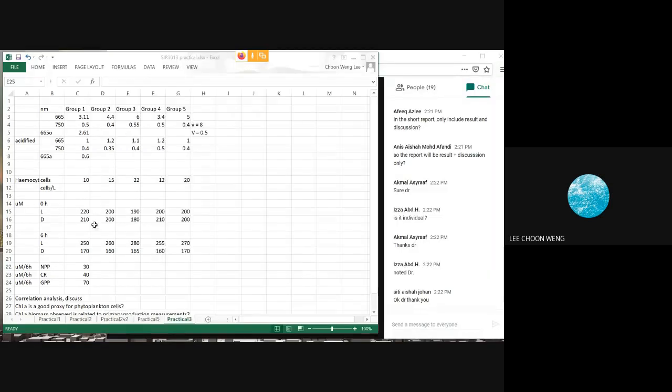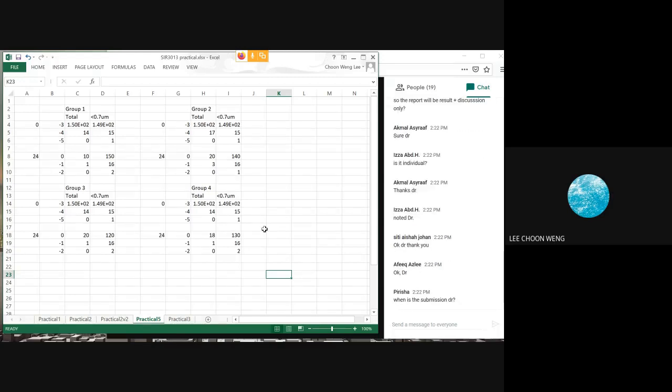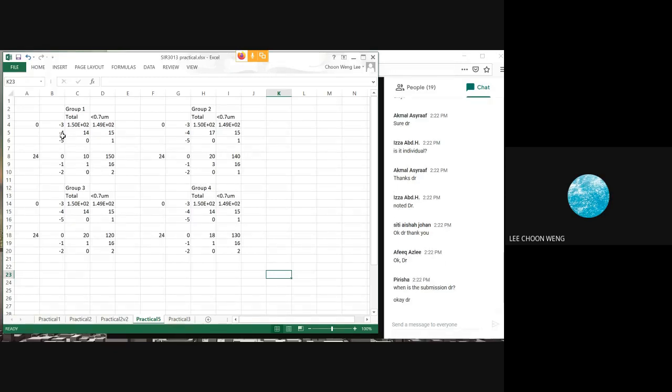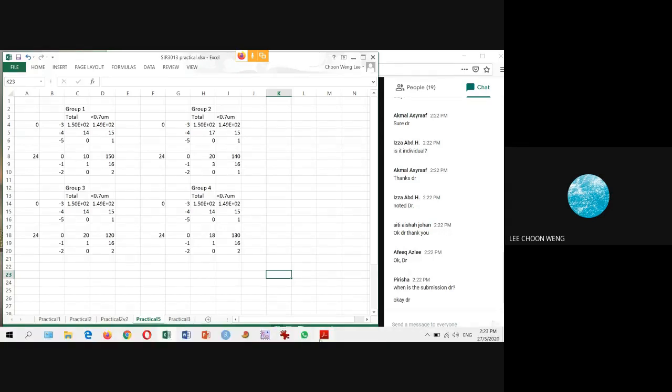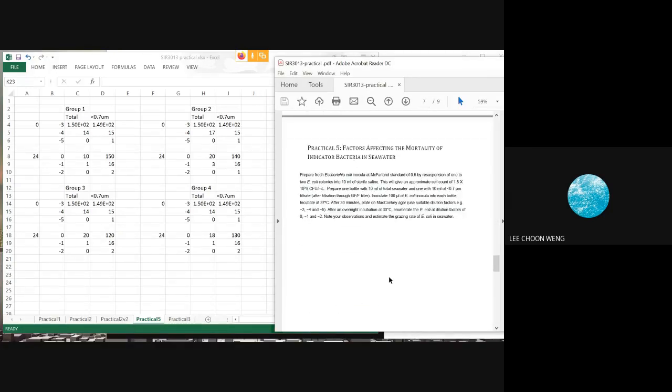Okay, now let's look at another one. This is practical 5. We'll talk about the submission later. Okay, let's look at this. This is practical 5. So you were supposed to do this. So why this kind of experiment? This is to show you the mortality of bacteria in seawater.